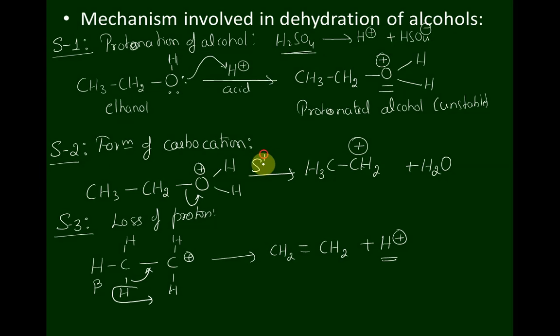In this mechanism, step 2 is considered the slowest step, and on the basis of the slowest step we can find out the rate determining step. We can find out the speed of the chemical reaction. Please note it down.